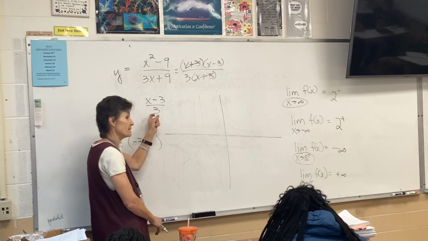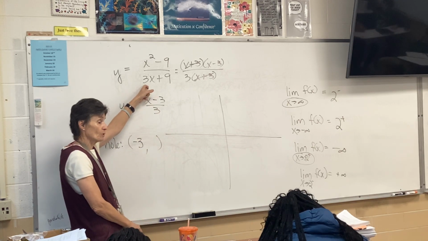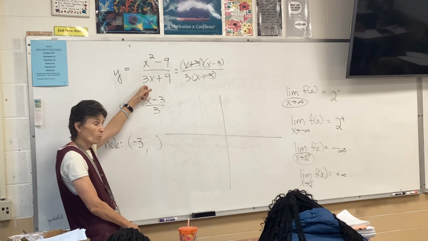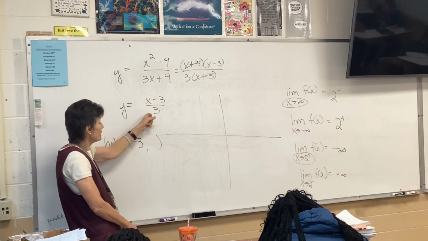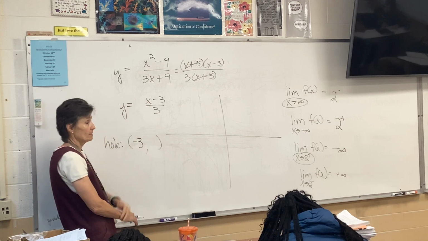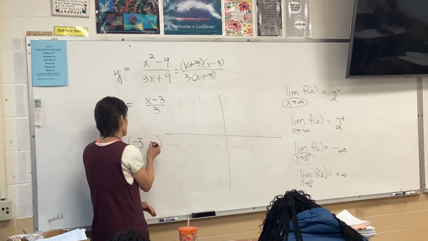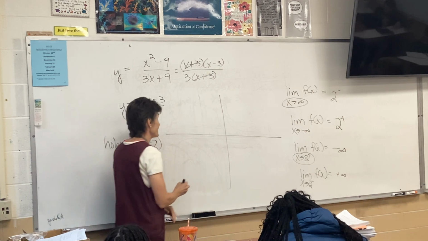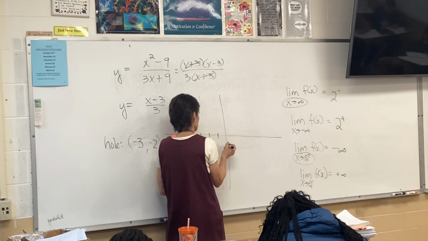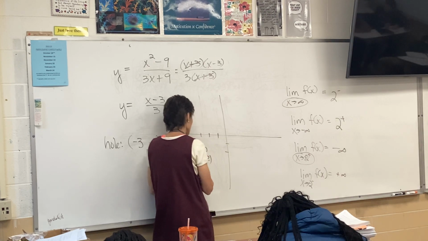I'll plug it in, and you plug it in right here, kids. Don't go back and plug it in the original, because it won't work. You need to plug it in here. So what do I get if I plug in -3 for my x? I get -2. Which means in my picture, I have an open dot at -3, -2.